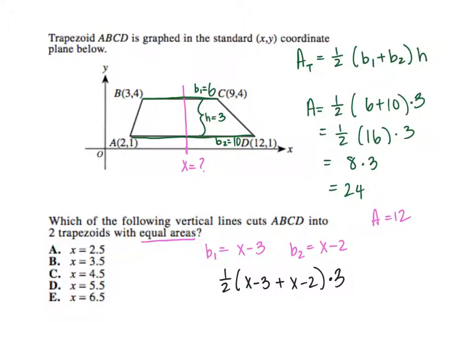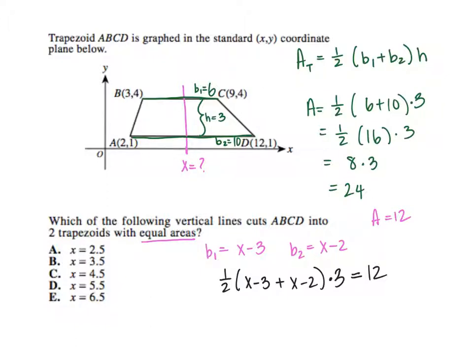So what you're trying to do is figure out what is this x that it's actually on to make them both equal to an area of 12. Because you know that that has to be half of the area because you calculated the original area and you know that it's 24, so half of it is 12. So all you have to do is figure out what is that x value that makes it 12.